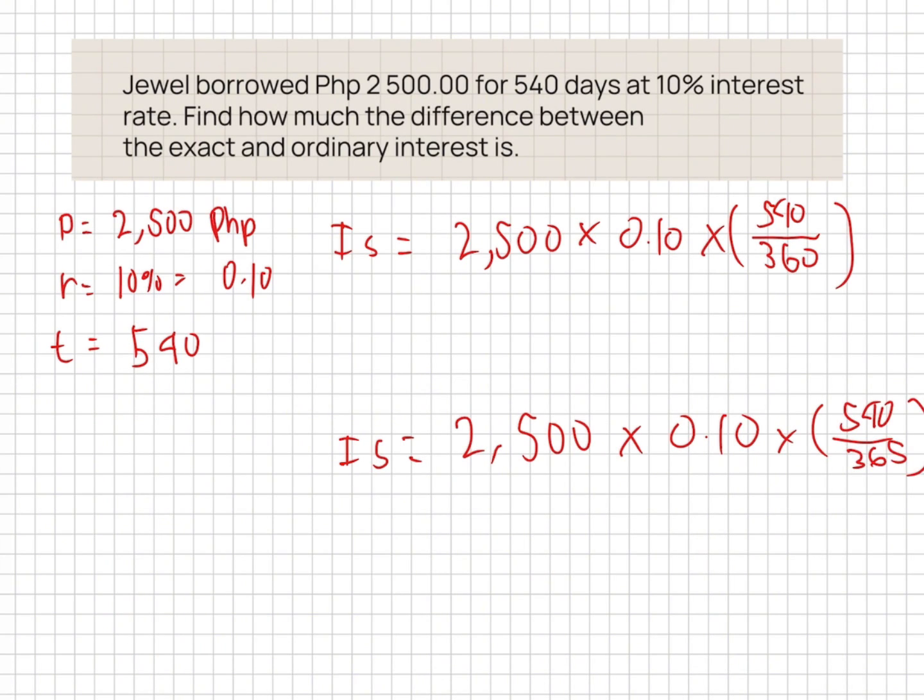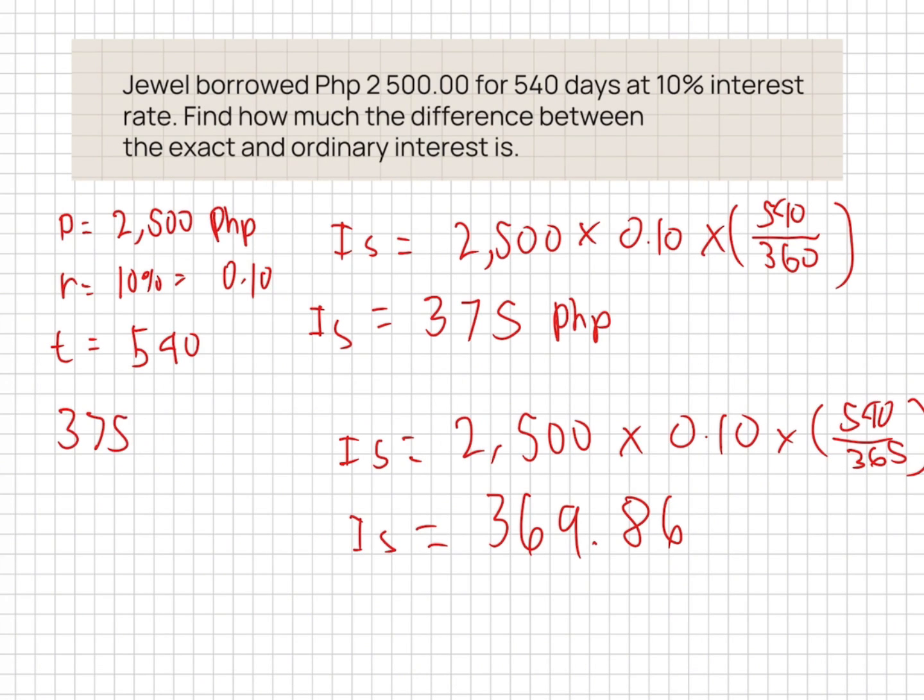So we would try to solve. Upon finding the simple interest of both the ordinary and exact interest, we would subtract them. So it would be 375 minus 369.86. So our final answer would be 5.14. That is now the difference of the exact and ordinary interest in this problem.